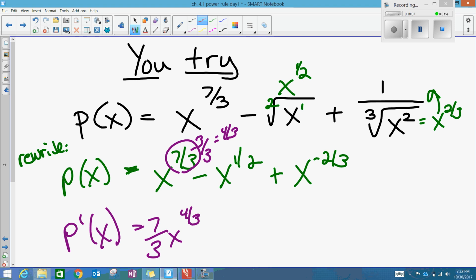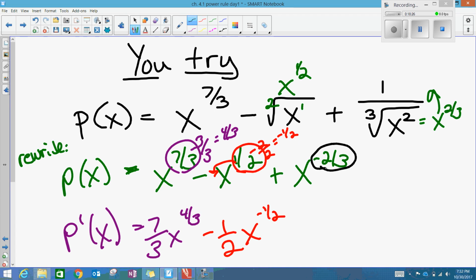Next one, we take this power, bring it out in front, so negative 1/2 minus 1, which again, we've already done something like this. So 1/2 minus 1 gives us negative 1/2. So negative 1/2 x to the negative 1/2. And then this one, again, we bring this down in front, so it gives us negative 2/3. And then negative 2/3 minus 1 is minus 3 over 3, gives us negative 5/3. So x to the negative 5/3.